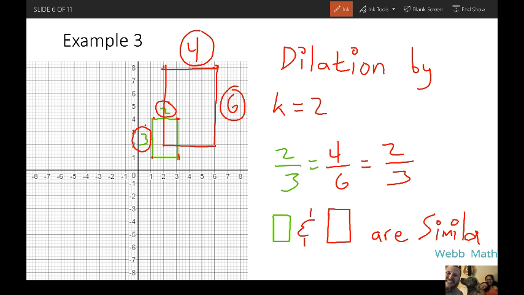They both underwent a similarity transformation of a dilation by a scale factor of 2. Okay?